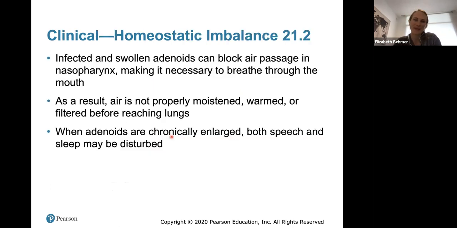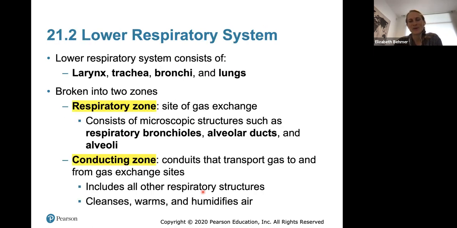You can have infected and swollen adenoids, which can block air passage to the nasopharynx, making breathing a little difficult. We won't go over that too much. So then we look into the lower respiratory system, everything below the epiglottis. So this makes up our larynx, trachea, bronchi, and lungs.